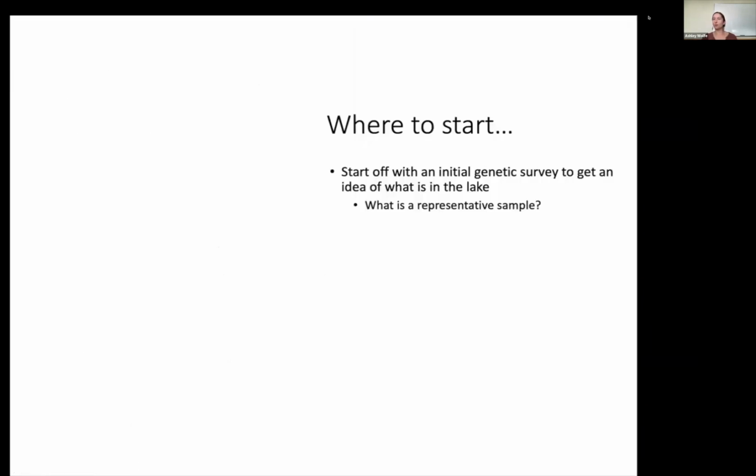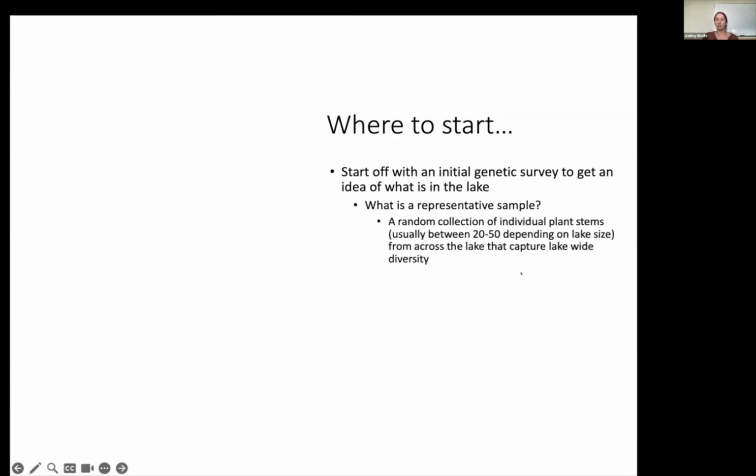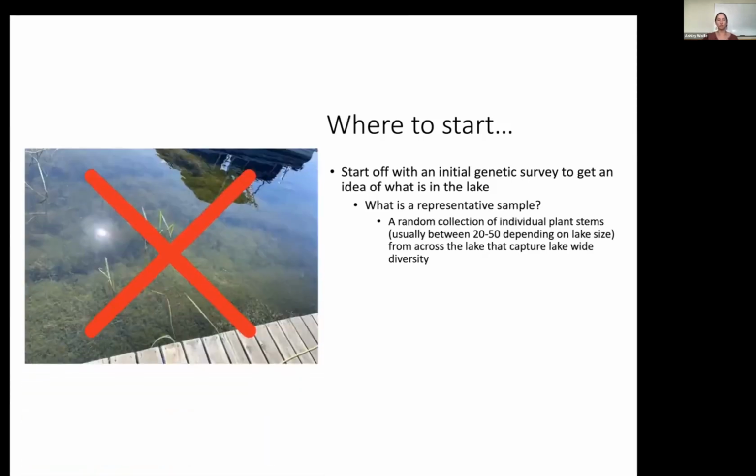When we're talking about sampling, where do we start? Well, we want to start off with an initial genetic survey to get an idea of what is in your lake. So what is a representative sample? It is a random collection of individual plant stems, usually between 20 and 50 individual plant stems, depending on the lake size, from across the entire lake that captures the lake-wide diversity.